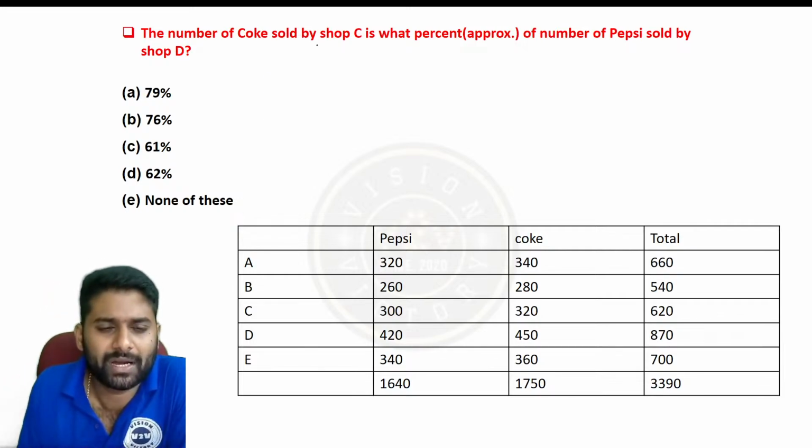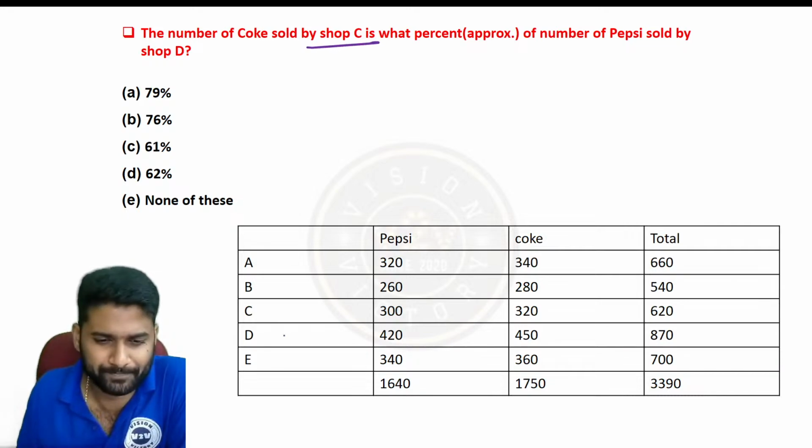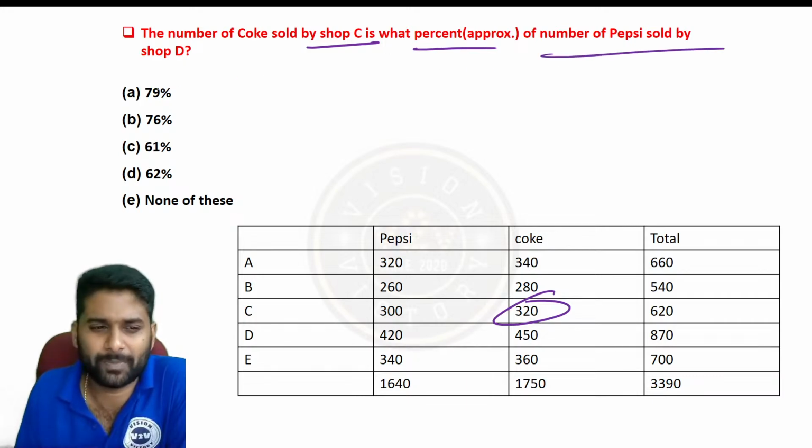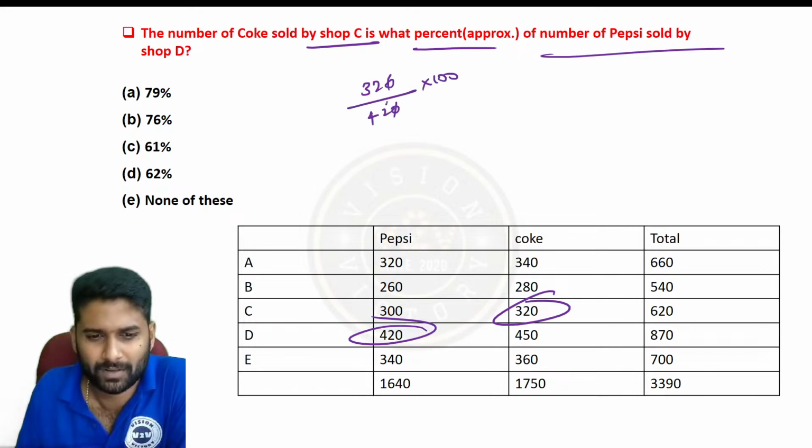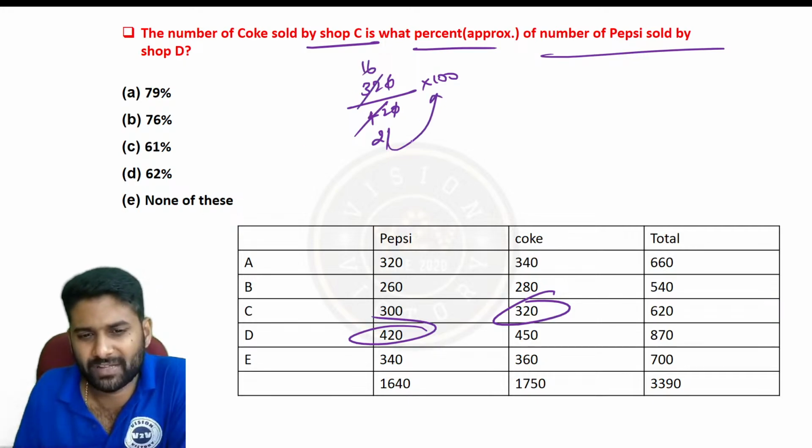Another question. Number of Coke sold by Shop C, Coke, 320, is what percentage of the number of Pepsi sold by Shop D? 320 is what percentage of 420? 21 times, 16 times. Now 21 becomes 100. How many times approximately? 4 times 84. So 84.